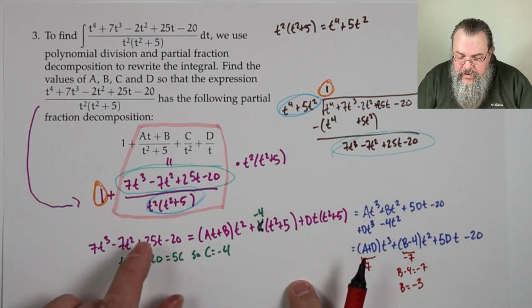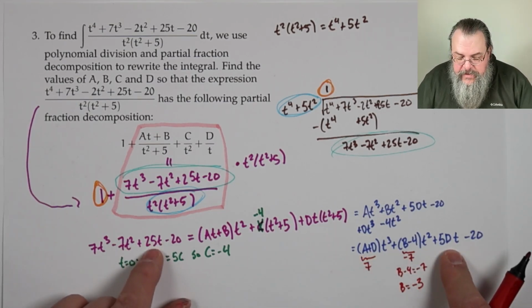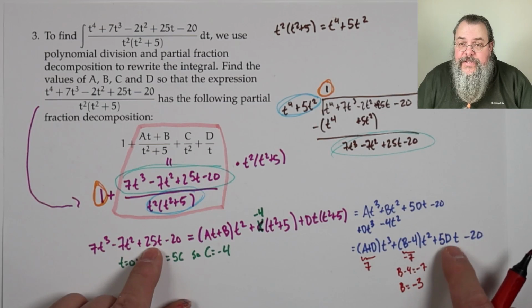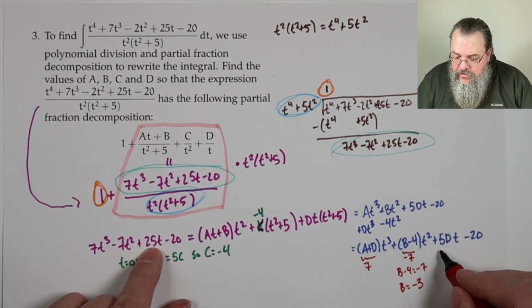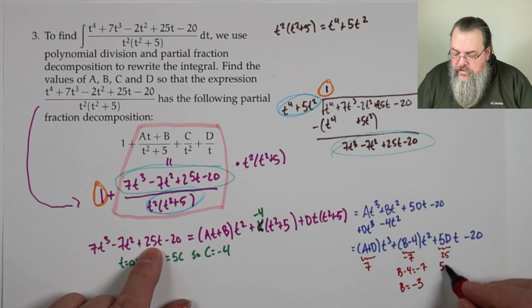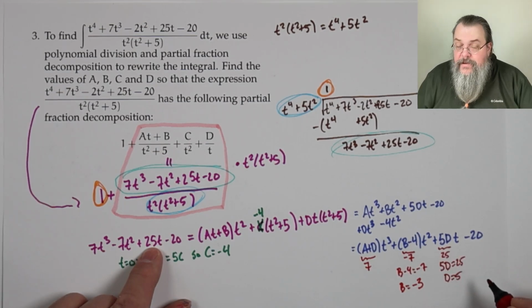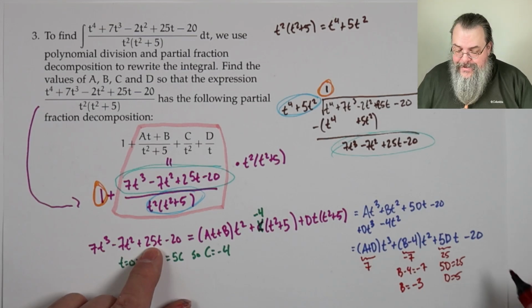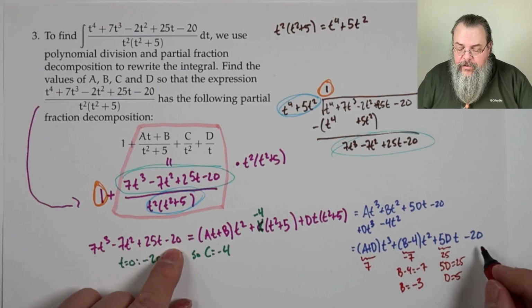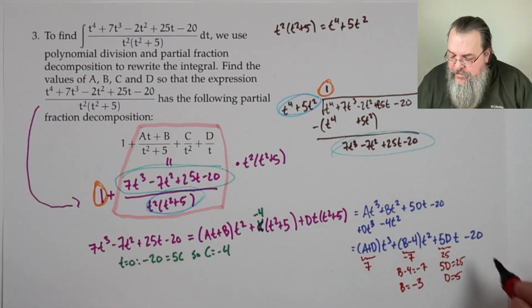Now, this coefficient of t, 25, has to match that coefficient, 5d. So this says 5d equals 25. Oh, well, that's good. Turns out d equals 5. 3/4 of the way there. And the minus 20 has to equal minus 20. And I'm like, okay, yeah, that's a freebie.